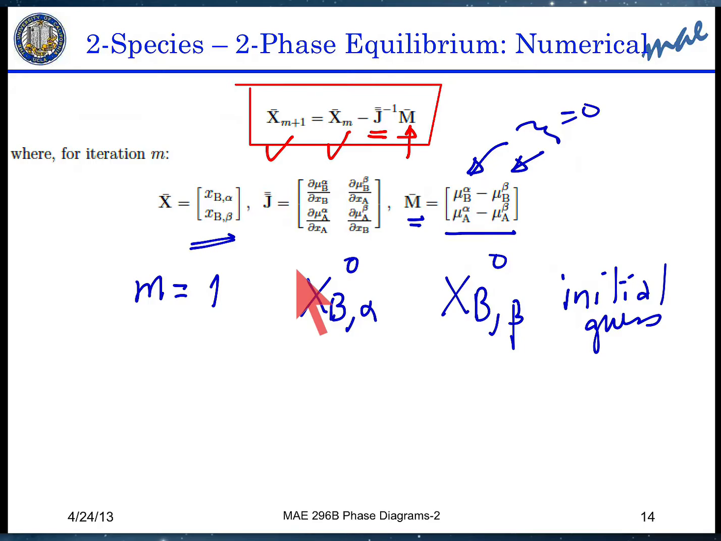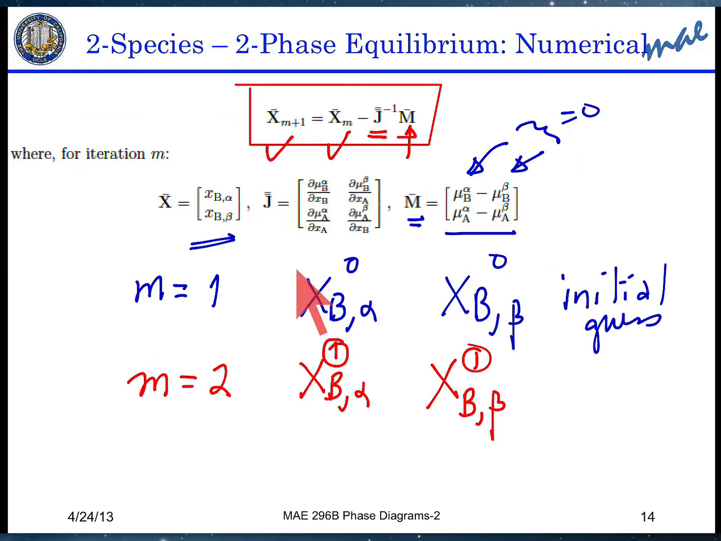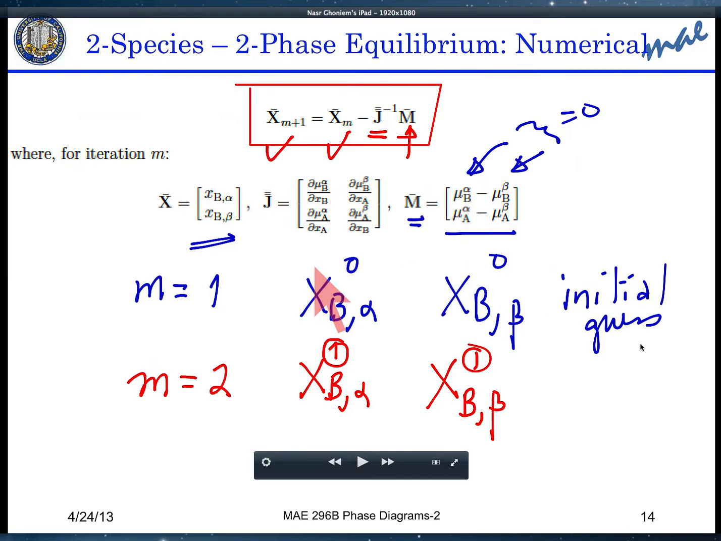So it means that not only do we have to find g as a function of x, but we also have to find the derivative of g, substitute it to get the mu, and then input that into the J, which represents the Jacobian, and have another iteration, m sub 2. It gives us x_B in alpha, which we can evaluate from iteration number 1, and x_B in beta, which we can also evaluate from iteration number 1, and continue this until we have convergence of the solution.